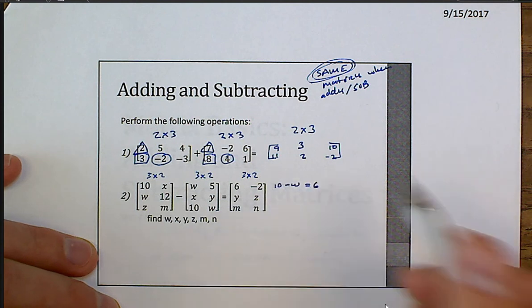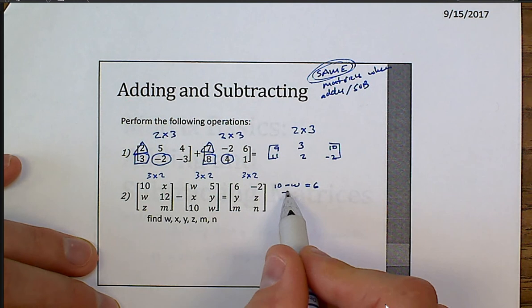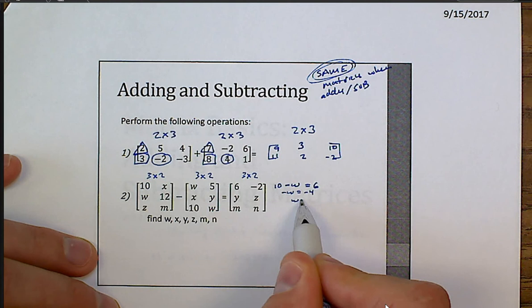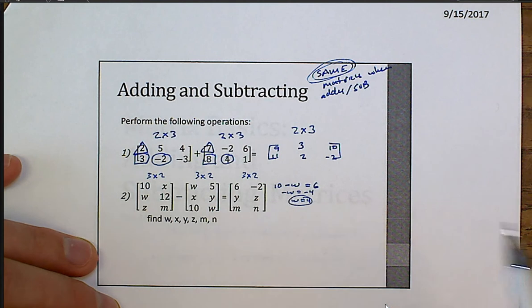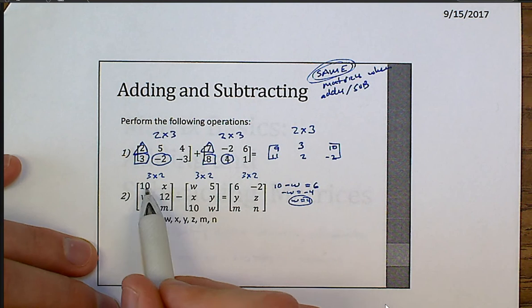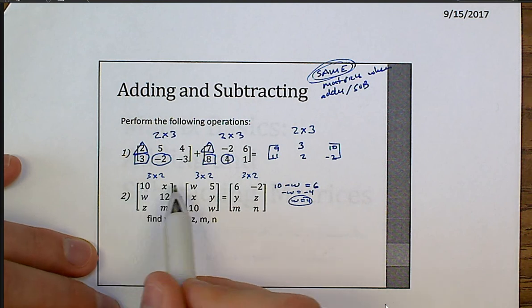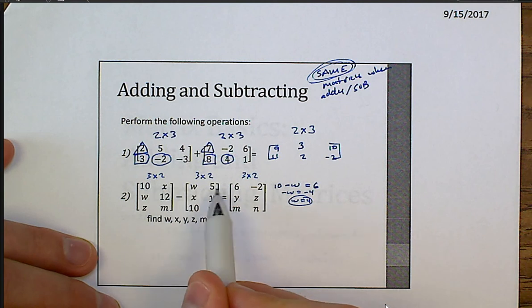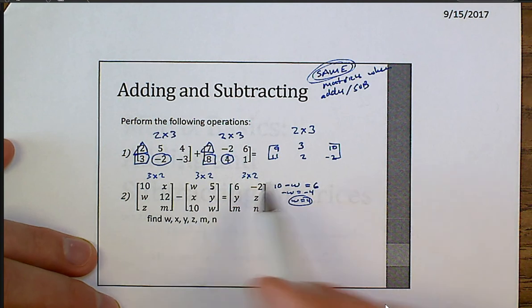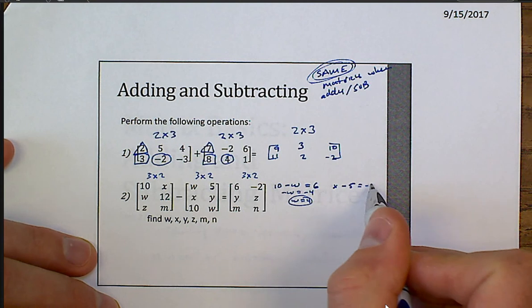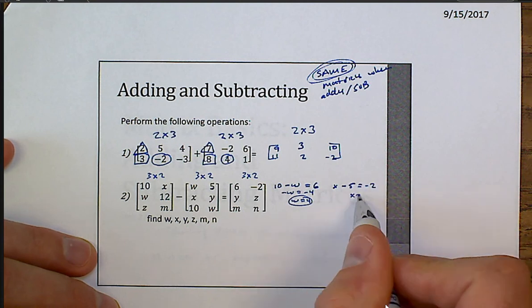And solve for W. So I'd subtract 10. I'd get minus W equals -4. So W is going to equal 4. Awesome. Let's go to, this would be basically A12, the first row, second column. So X would match with 5, which would match with -2. So it's going to be X minus 5 equaling -2. So I'd add 5 over there, and 5 and -2 would make 3.